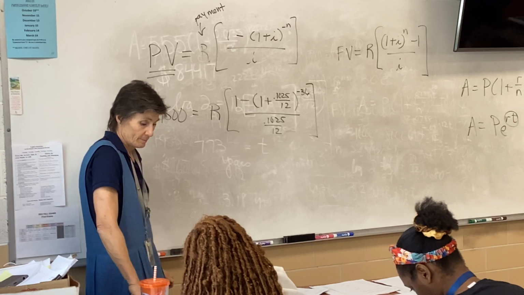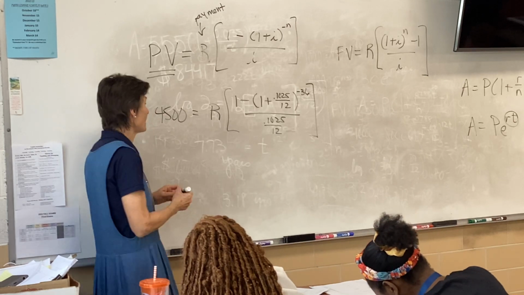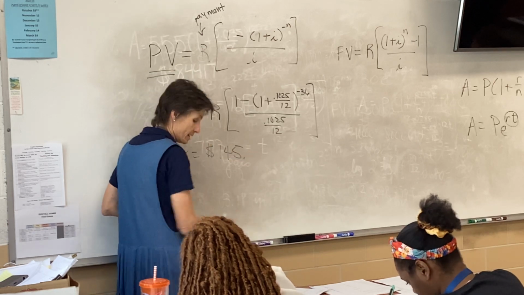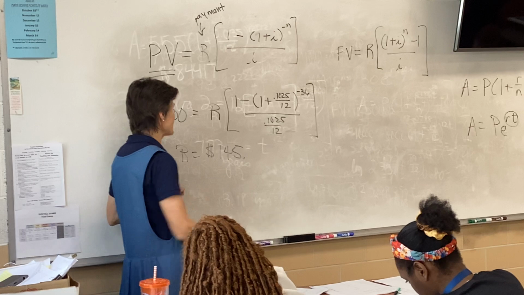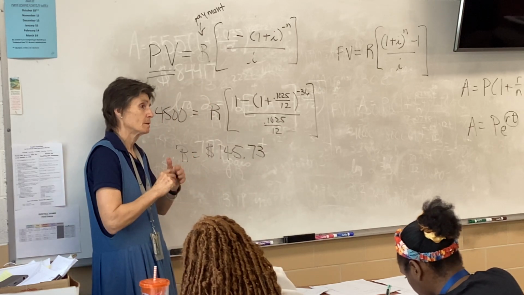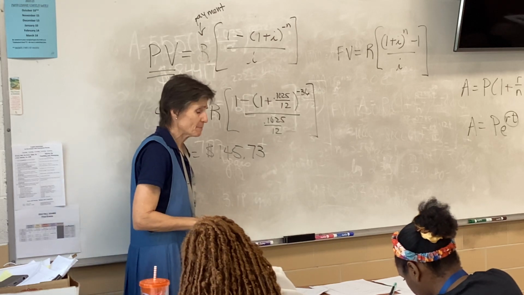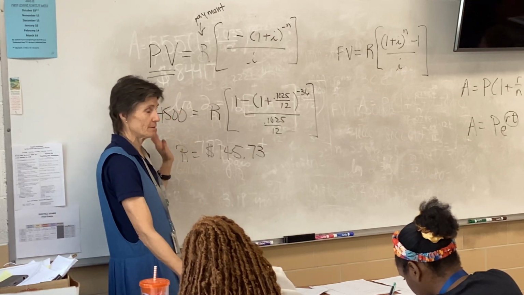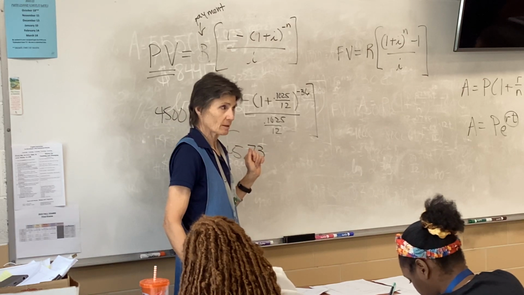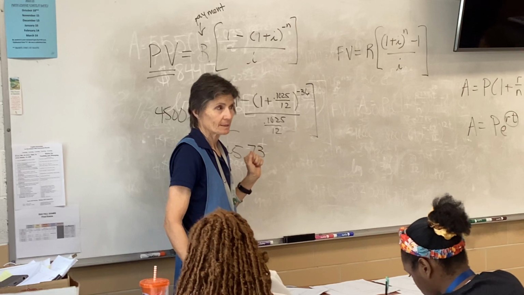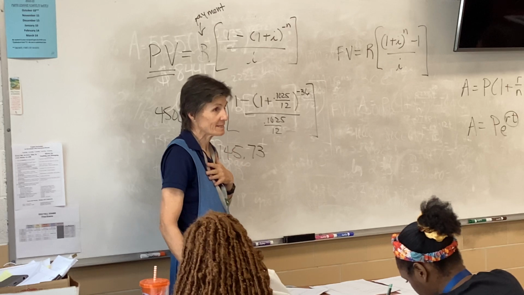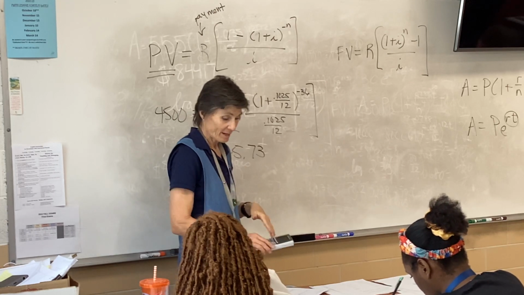What'd you come up with? What's your payment amount? $145 and 73 cents? Is that what you got? First time I typed this in, I don't know what I did or didn't do, but I got like 18,000. Would that clue you in that you made a mistake? Yes. If the loan is only $4,500, I hope I'm not making $18,000 payments, right? So I had to retype.